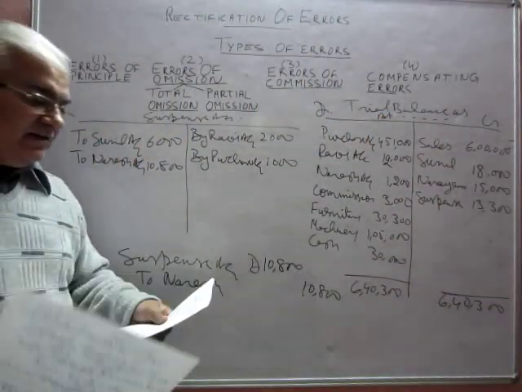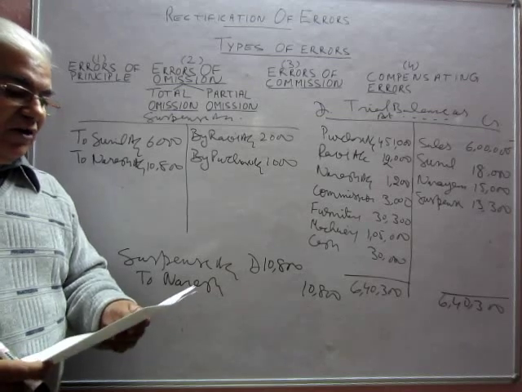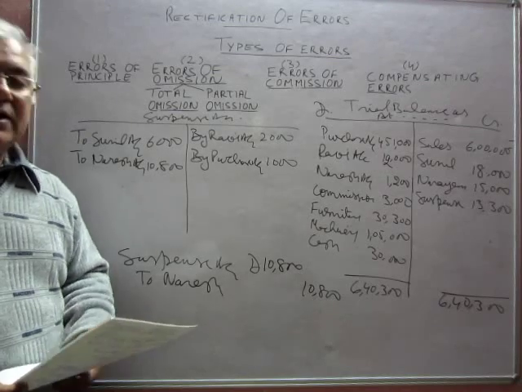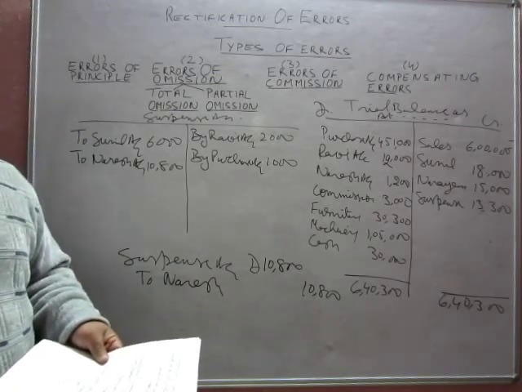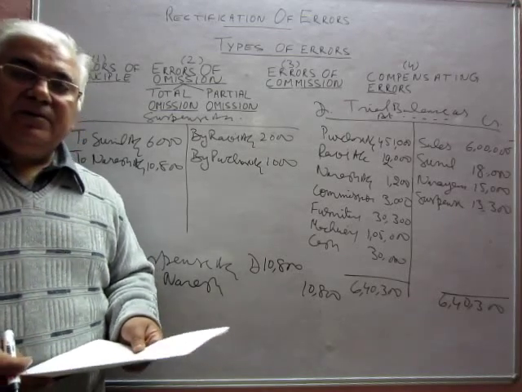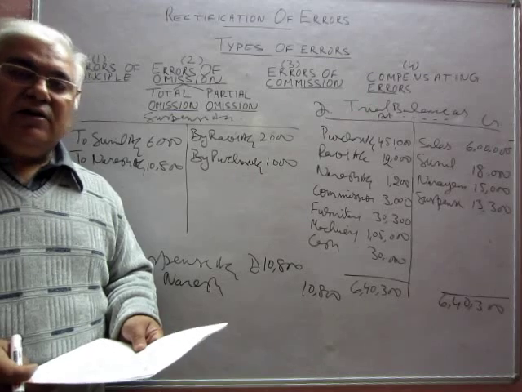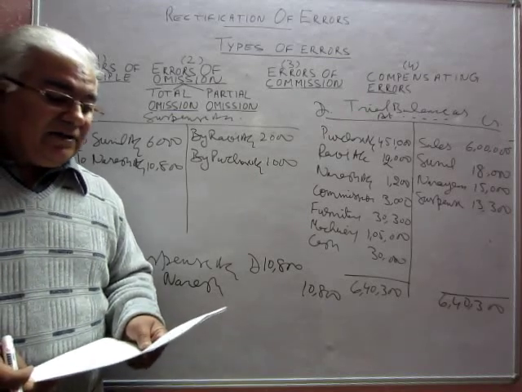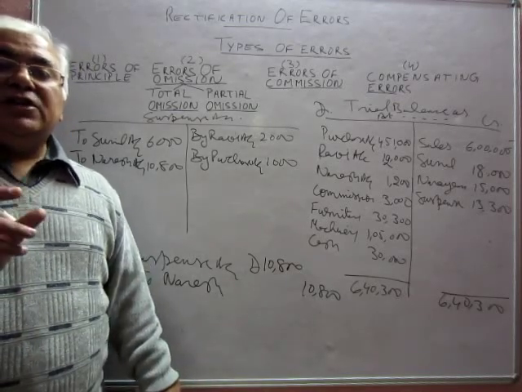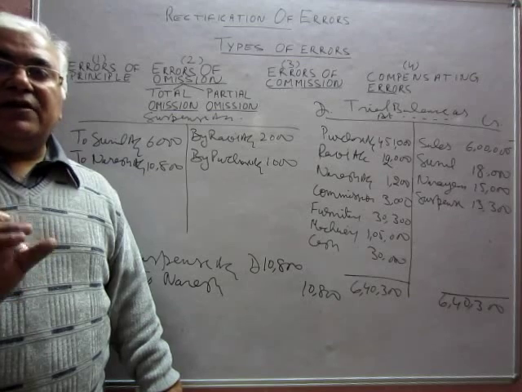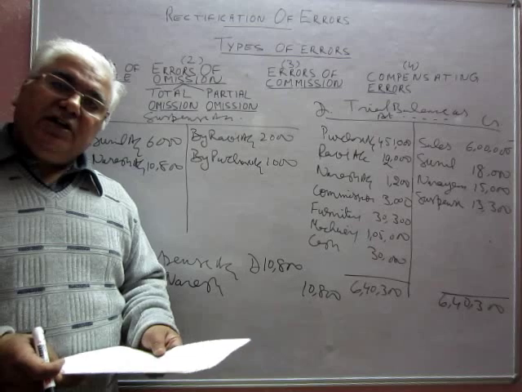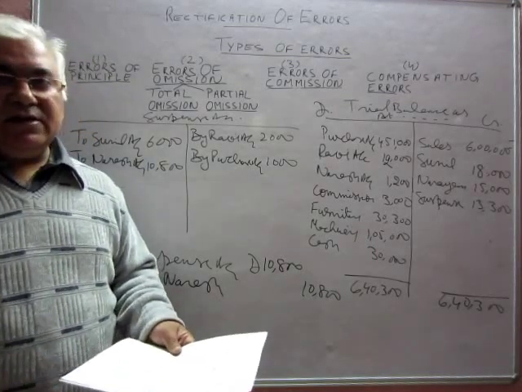So next mistake is commission account was wrongly totaled as rupees 3,000 instead of 3,500. That means the commission column in ledger was totaled as 3,000 instead of 3,500. So commission account is showing debit balance of 500 less. So what shall we do? We should simply debit the commission account, right, and credit the suspense account.